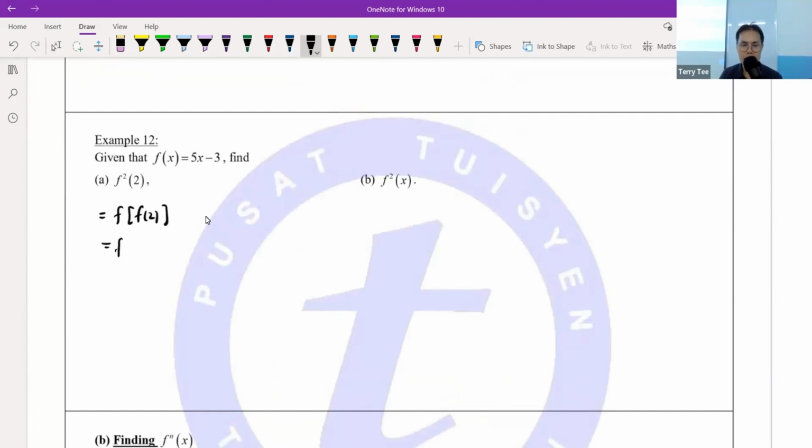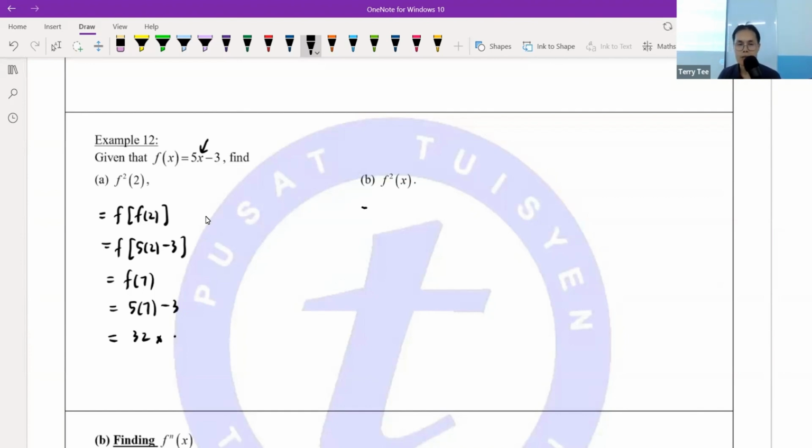So here we have 5 times 2 minus 3. 5 times 2 is 10. 10 minus 3 is 7. Take 7, put it inside here. 5 times 7 minus 3. 5 times 7 is 35. 35 minus 3, 32.